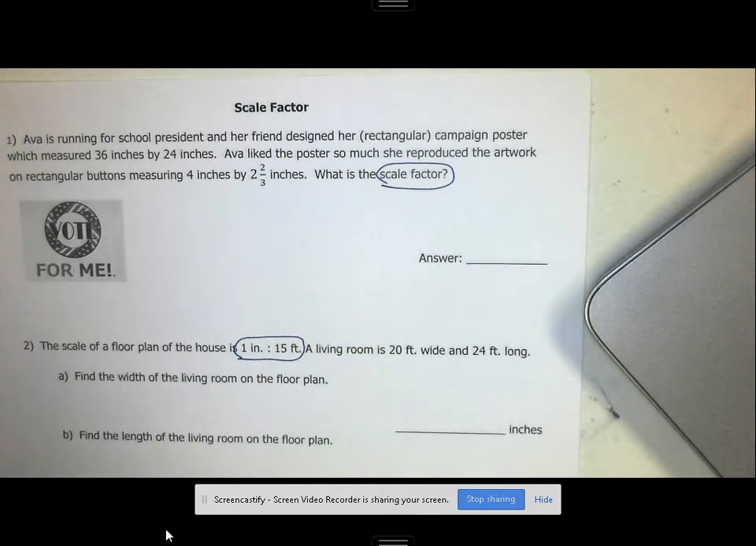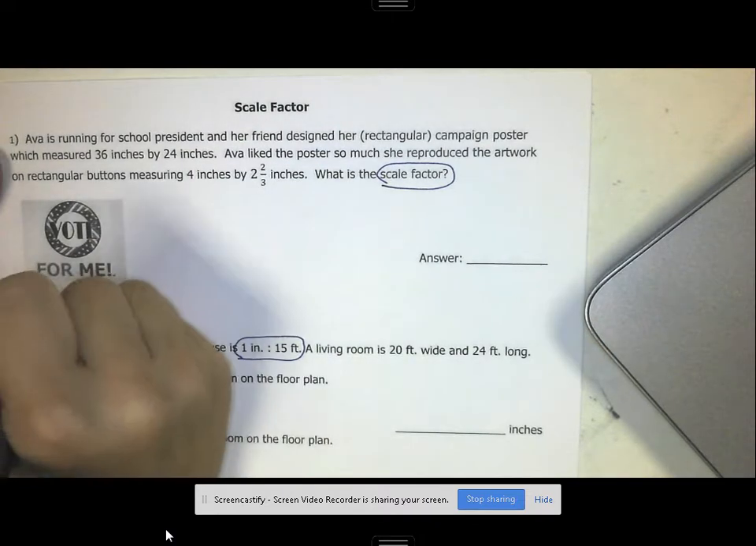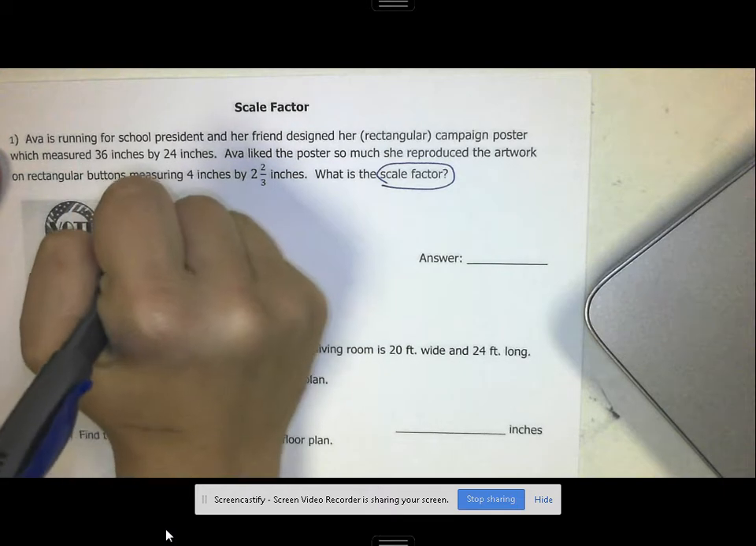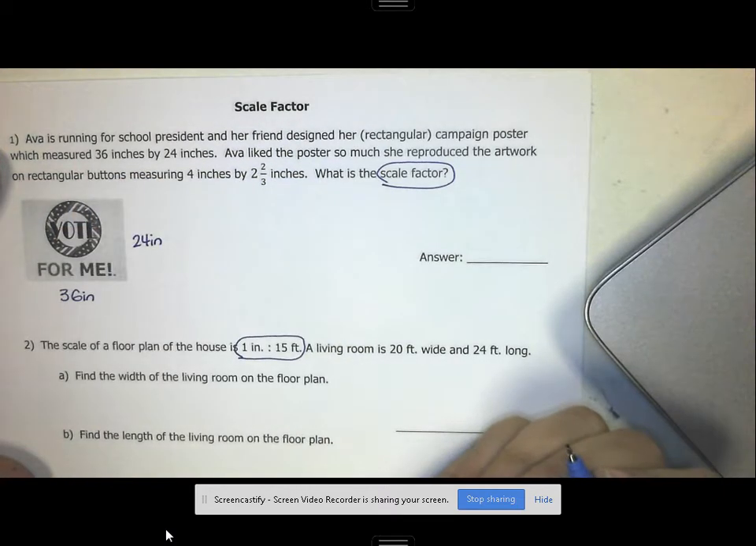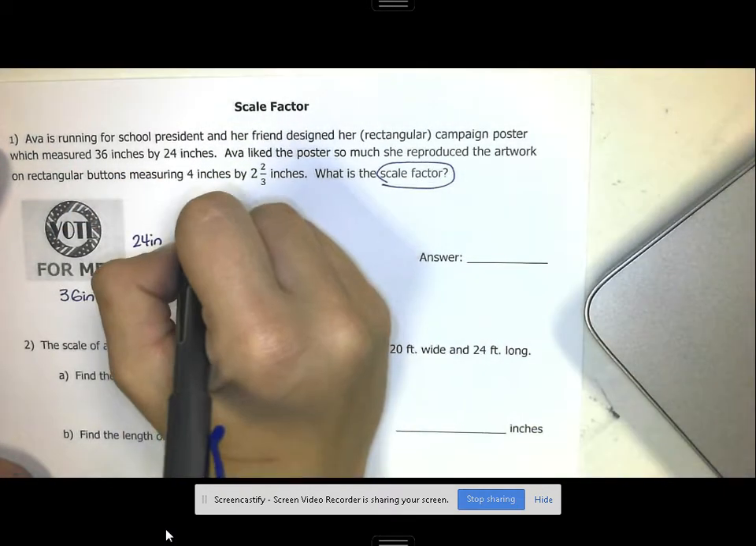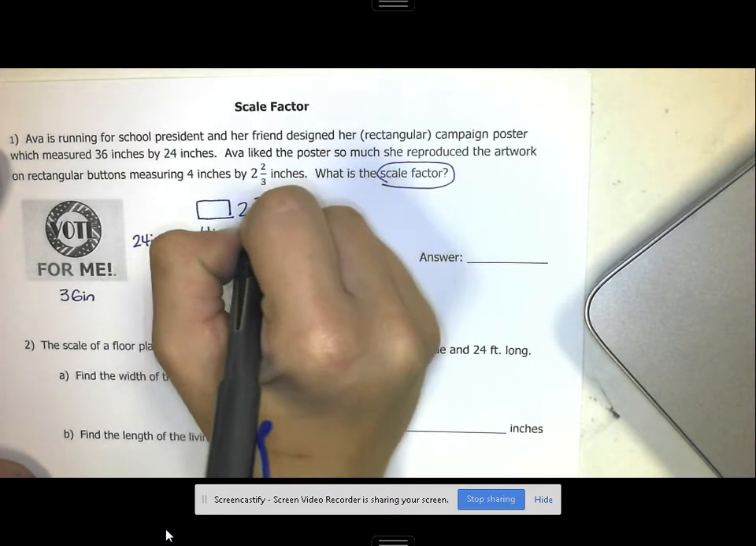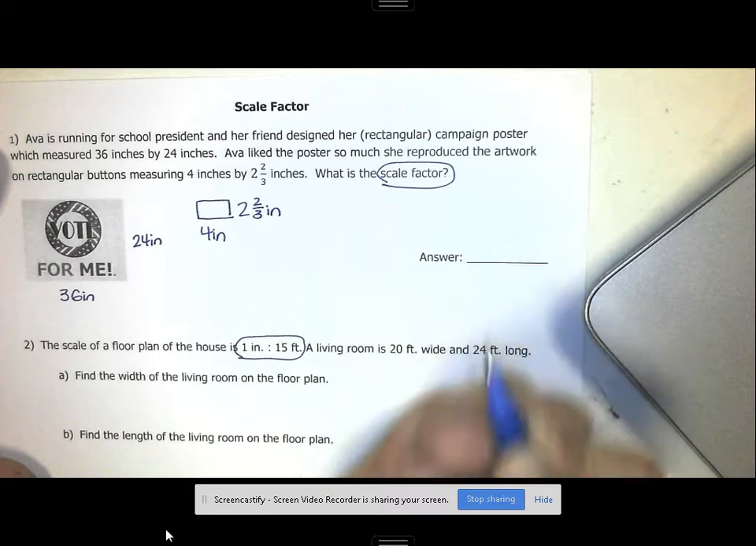Ava is running for school president, and her friend designed her rectangular campaign poster, which measured 36 inches by 24 inches. Ava liked her poster so much she reproduced the artwork on a rectangular button which measured 4 inches by 2 2/3 inches. What is the scale factor?